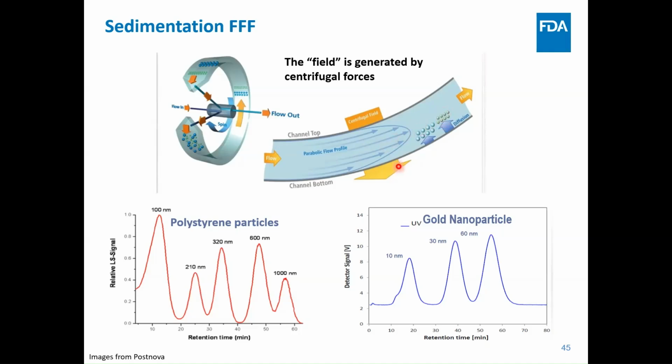And the channel flow still has a parabolic profile, and in that case, smaller particles will experience faster channel flow, so they will be eluted at the early time. So this technique is very useful to analyze relatively bigger particles, particles a few hundred nanometers in size or even micron size, or some very dense particles like metallic or metal oxide particles.